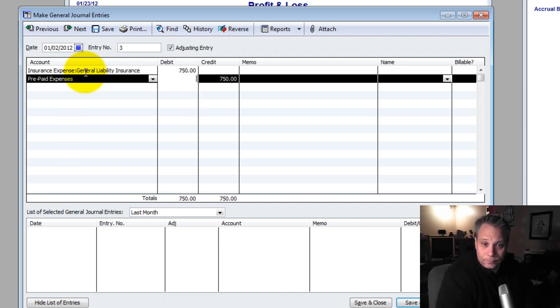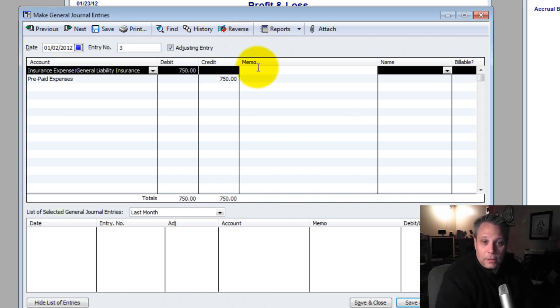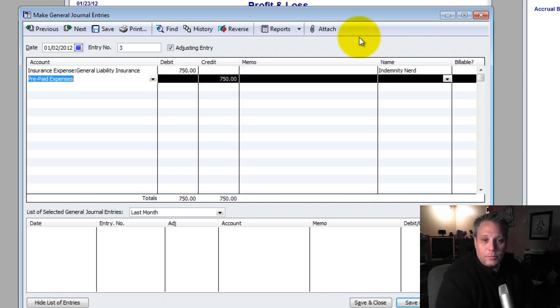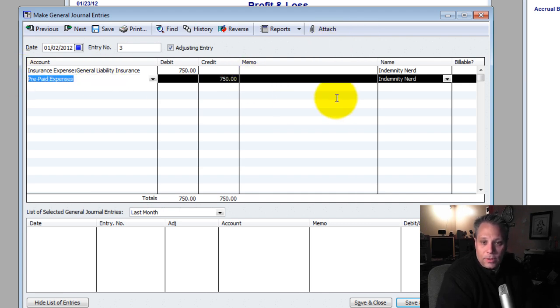This is an asset. It's something I paid for that I haven't derived the benefit of yet. And it's important always to put the name here and associate it with the expense. In this case especially, I want to make sure that I associate it with the prepaid. And I'm going to show you why. But first, let's memorize this.